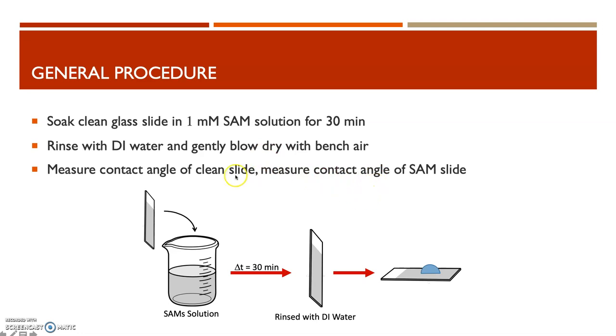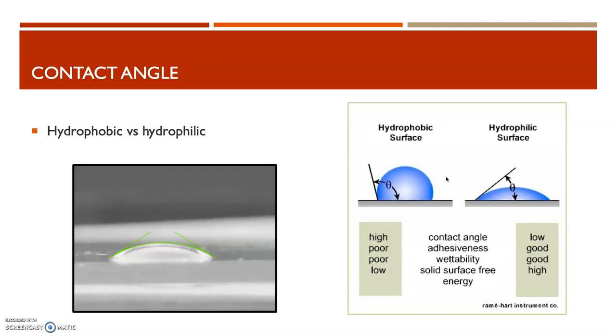Then you're going to measure the contact angle of a clean slide and measure the contact angle of a self-assembled monolayer slide, and you're going to try to compare which is more hydrophilic, which is more hydrophobic, what do you expect to happen. And you're going to use your contact angle apparatus that you optimized last week. You will have the opportunity to ask your own questions and create your own expectations for this lab.